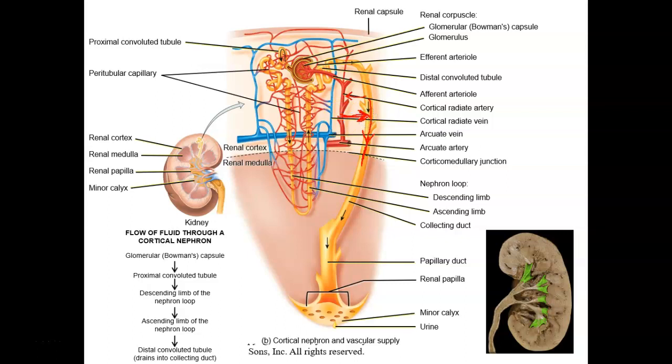So again, later on at the end, we'll look at some of the different features, structures, and hormones which are responsible for adjusting the composition of the blood, or the composition of the urine, excuse me.